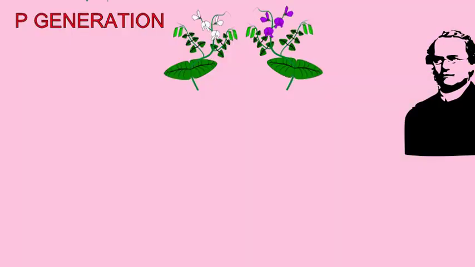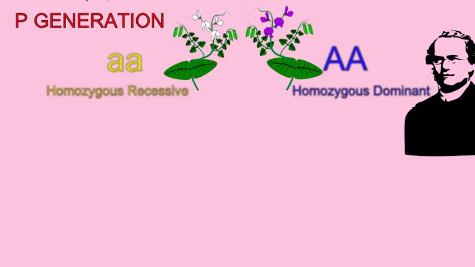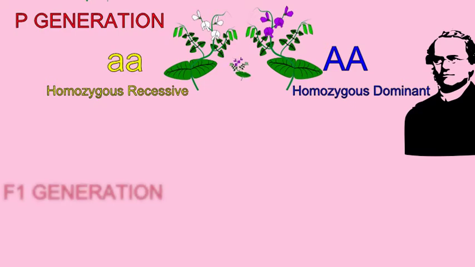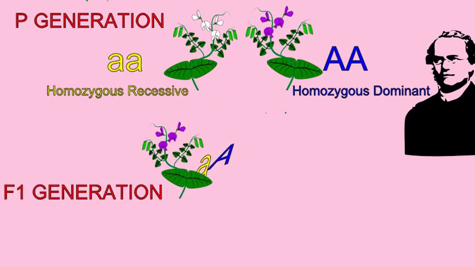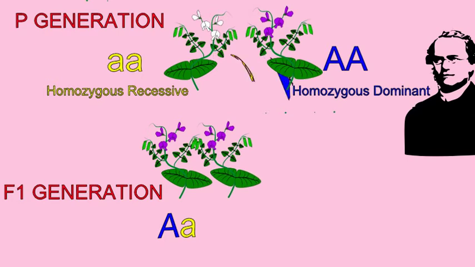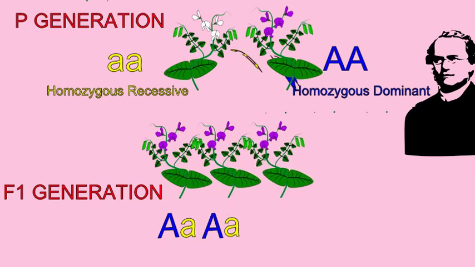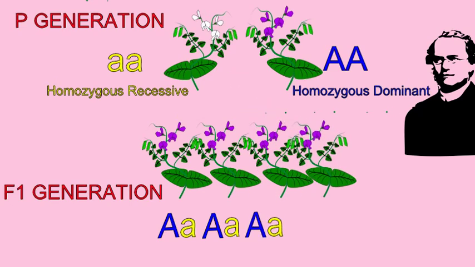If a flower which possesses two dominant alleles for purple color, or is homozygous dominant, is crossed with a white flower, which is homozygous recessive, having two copies of the recessive allele, then all of the offspring would be heterozygous with the dominant phenotype, having one dominant allele which hides the recessive allele.